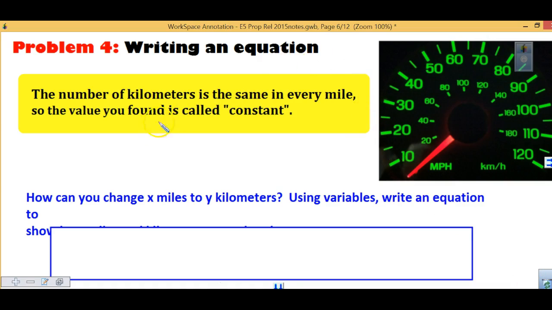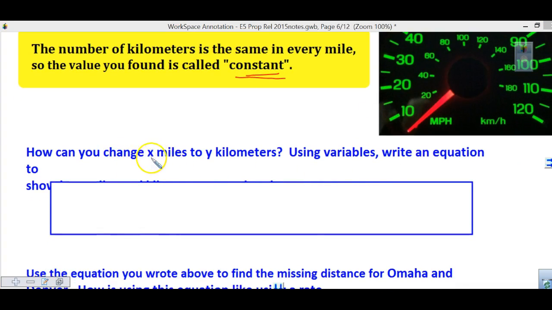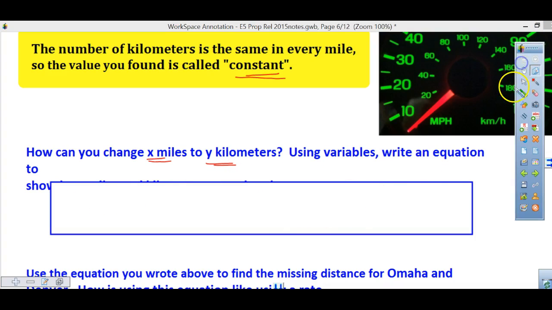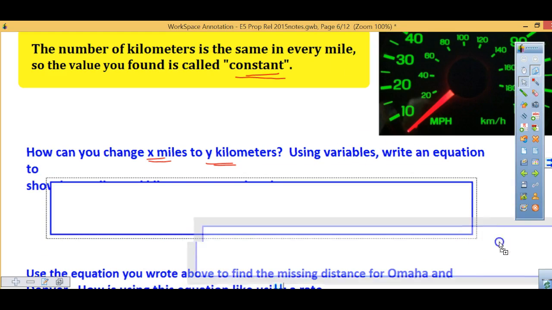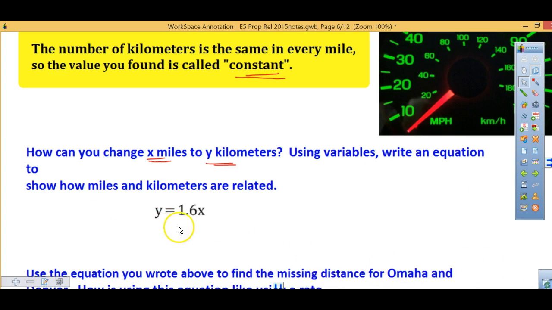Next, we're going to talk about our equations. And we did a lot of talk on this yesterday. If we know kilometers per every mile, this is going to be our constant rate of change. So it says, how can we change x miles to y kilometers using variables, writing an equation? And this is what we are going to be looking at. We are going to write an equation that shows how they're related, always remembering that this was our dependent variable equals our rate, which was 1.6 times our independent variable.